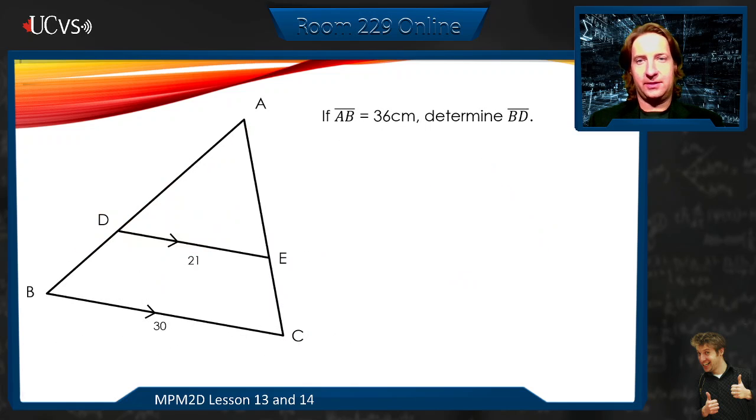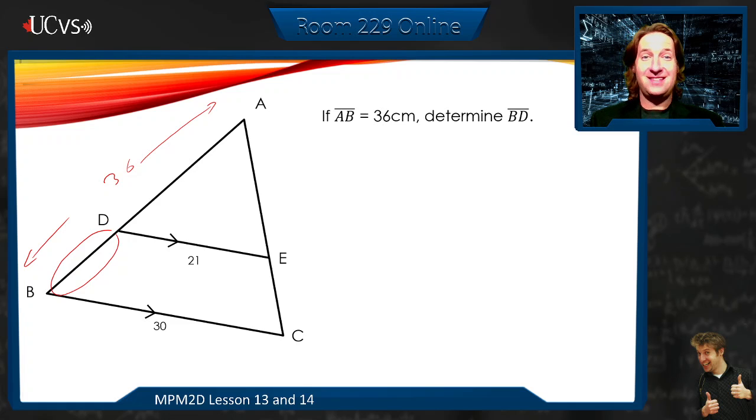So let's try a problem here. Let's say I have these two nested triangles, ABC, that's the bigger triangle, and inside that I have another triangle, ADE. And notice that side length BC and side length DE are parallel to each other. That's what those little arrows mean, right? That they're parallel. It also tells us that AB, this longer length here, is 36. Okay? And it asks us to find out what the length of BD is.